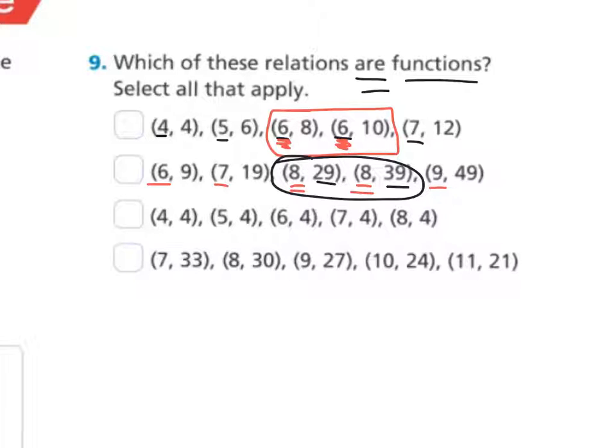The third one, they're probably trying to trick us up here, but it's not going to work. Look at your X values. X values are all different. If the X values are all different, it doesn't even matter what the Y values are. It's a function. Yes, the Y values are all 4. That's okay. It's a function.